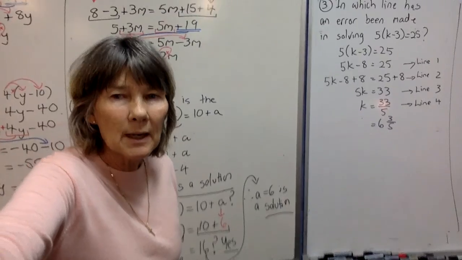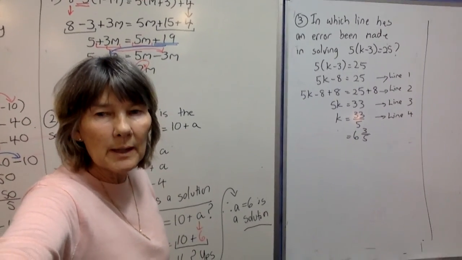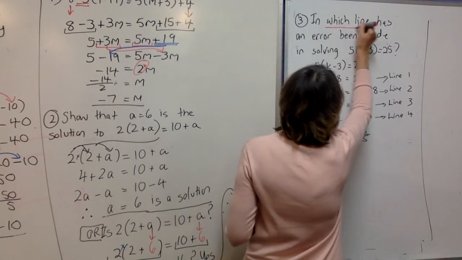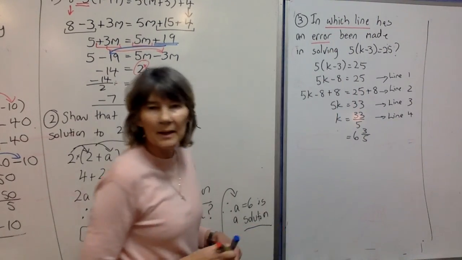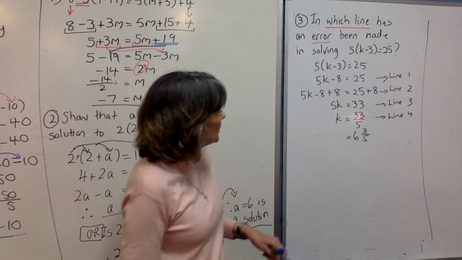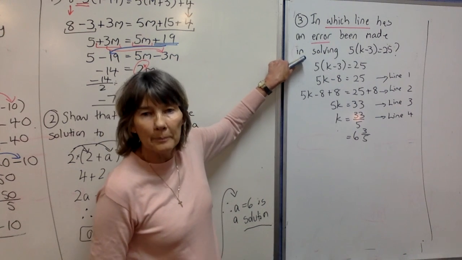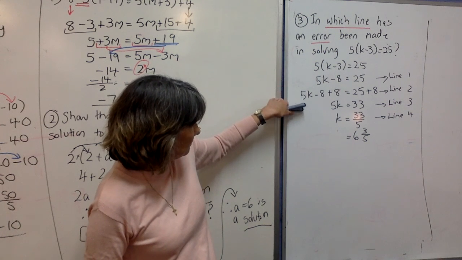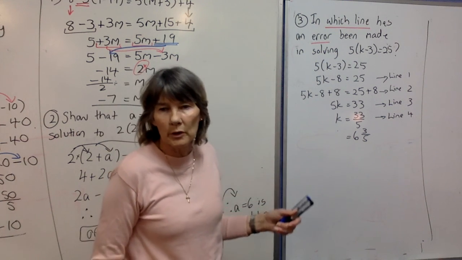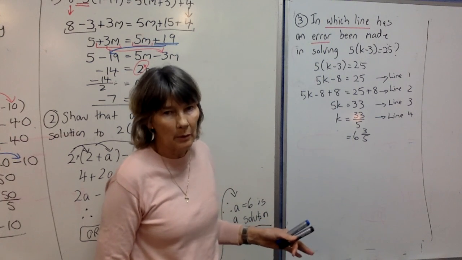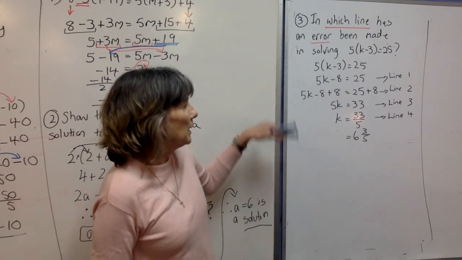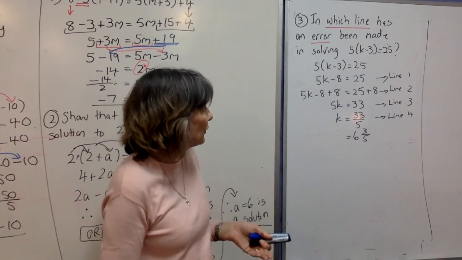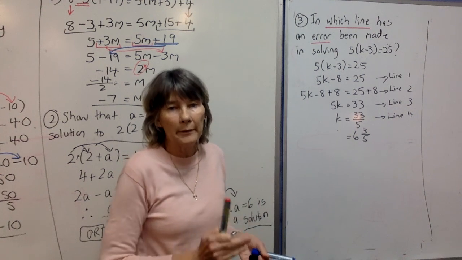All right, now in this last question, I like putting these in multiple choice questions. It says, in which line has there been an error made? This is the question we're solving: 5 bracket k minus 3 equals 25. This is the working they've done. Sometimes when you look through it, you go, oh, Mrs. Breen didn't do it that way. I don't do everything the same way as they've done it, but different people do things differently. You've got to look for things that are real errors.